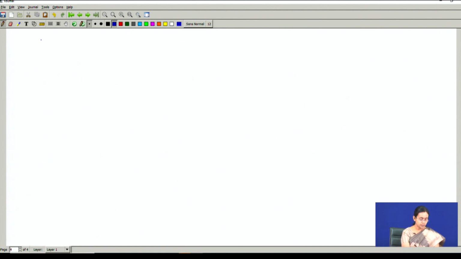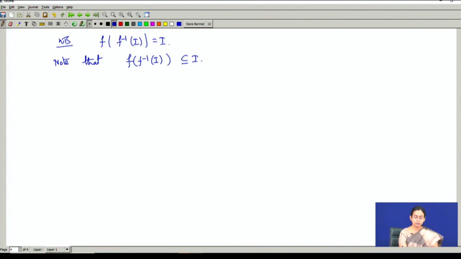So, next I would like to show that f of f inverse of I is equal to I. In order to prove that, one of the containments is easy to see. Which one is easy to see? Note that this containment is obvious: f of f inverse of I is contained in I. So, I will prove the reverse one.